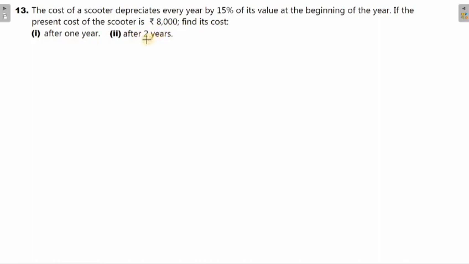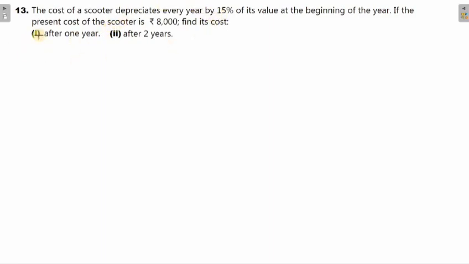So try to understand with the case. See, you have purchased a scooter and after 1 year you want to sell it. Will you get more value or less value? Definitely you will get less value, isn't it? So the value gets depreciated by 15%.